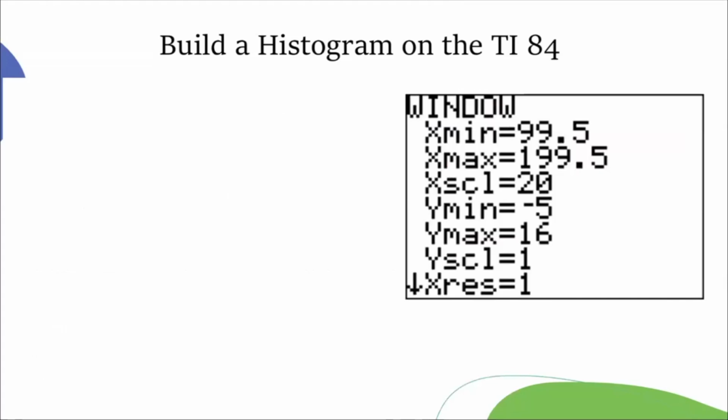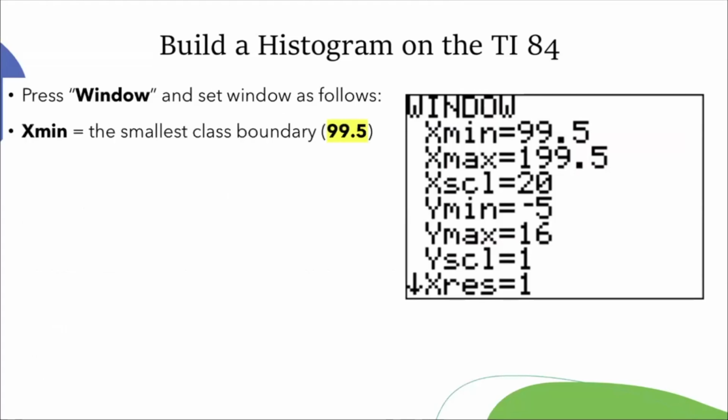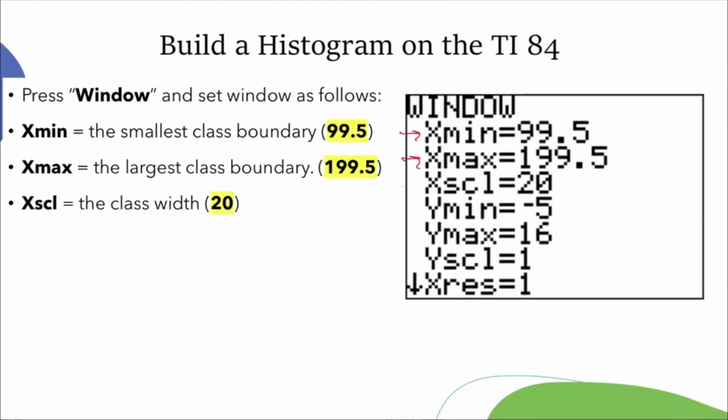Okay, so we're going to press a key on our calculator called window, and it's going to bring up a screen that looks like this. We're going to enter the minimum x. So this is the horizontal axis that we're defining here. The minimum x is going to be the smallest class boundary, and the maximum x is going to be the largest class boundary. X scale is going to be the class width.